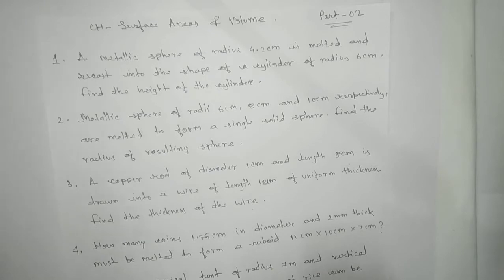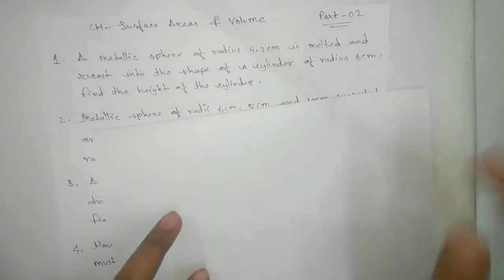Namaste students. Here we have 5 problems based on conversion of solids. Let's see one by one. A metallic sphere of radius 4.2 cm is melted and recast into the shape of a cylinder of radius 6 cm. Find the height of the cylinder. Let's see what they are saying.